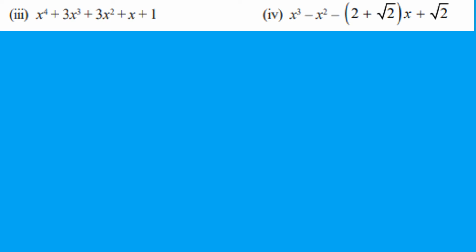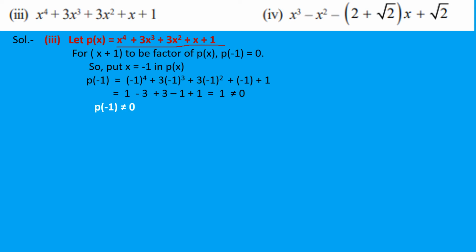Third part, p(x) equals x raised to power 4 plus 3x cube plus 3x square plus x plus 1. Again the question is the same. We have to find out whether x plus 1 is a factor of this polynomial p(x) or not. Now again the 0 of x plus 1 is minus 1 only. So what will we do? We will put x equals minus 1 in p(x). So p(minus 1) equals (minus 1) raised to power 4 plus 3 into (minus 1) raised to power 3 plus 3 into (minus 1) whole square plus (minus 1) plus 1.